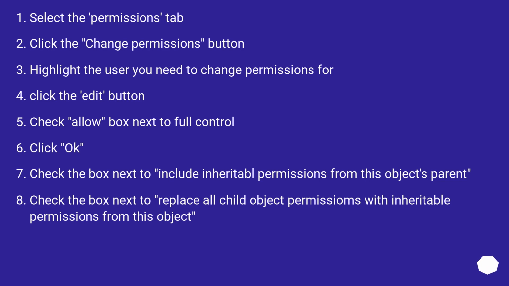Click the Edit button. Check the Allow box next to Full Control. Click OK. Check the box next to include inheritable permissions from this object's parent. Check the box next to replace all child object permissions with inheritable permissions from this object.